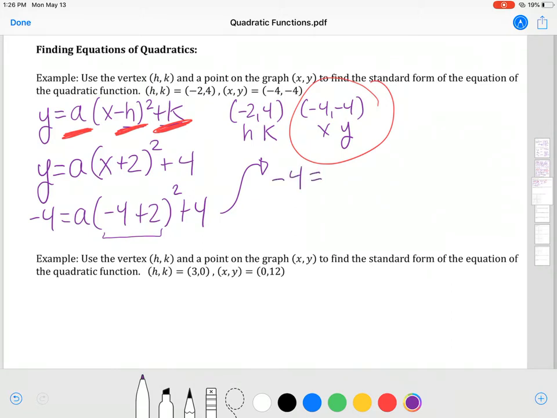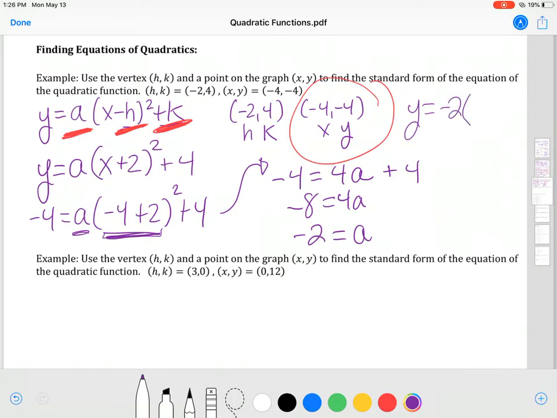So I get -4 is equal to a times this, and this came out to be 4, so 4 times a, and then I have +4. I'm going to subtract 4 from both sides so I can solve this for a. So I get 4a is equal to -8, which means a is -2. So I have my a now. My a is -2. So we're done. My final answer would be y = -2(x + 2)² + 4. So here is my equation in standard form.